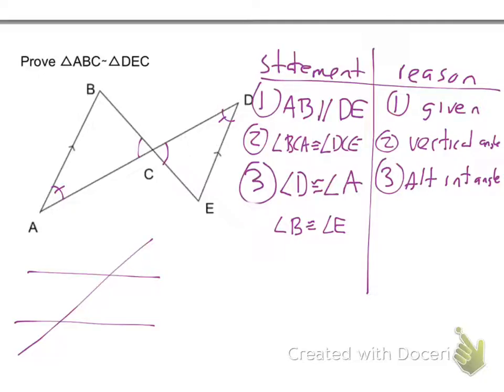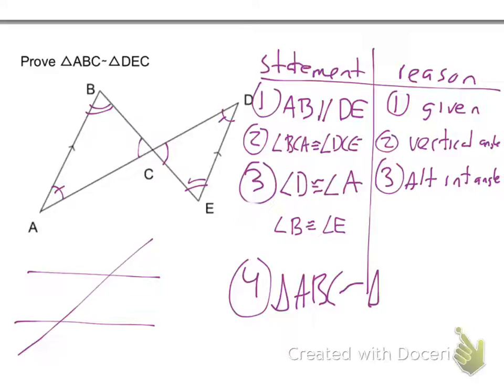I am okay with that. Either way, it comes out to the fact that angle B and E are the same. And so, if I put those back on, which I could, I'm going to leave them off. My new step 4 is triangle ABC is similar to triangle DEC. Why?